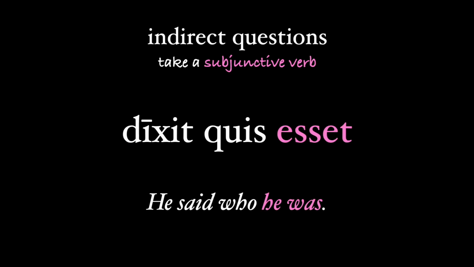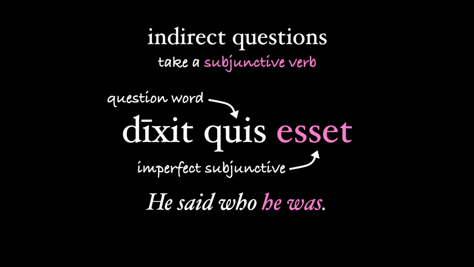Here's another simple one. Dixit quis esset. He said who he was. Our indirect question begins with our question word quis and has a verb in the imperfect subjunctive esset.